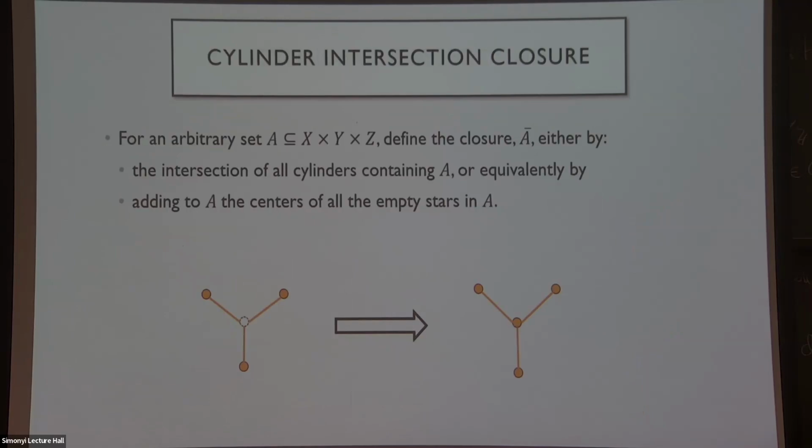And here's one way of quantifying this. You can consider the notion of the cylinder intersection closure, either by taking the intersection of all cylinders that contain the set, or equivalently by just adding all the centers of all these empty stars to A. You get some closure of A, and we're interested in understanding when you can have a small set A that has a very large closure.